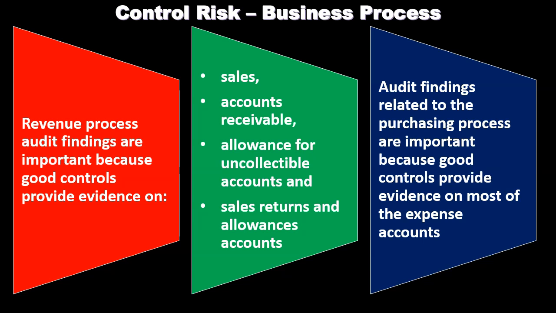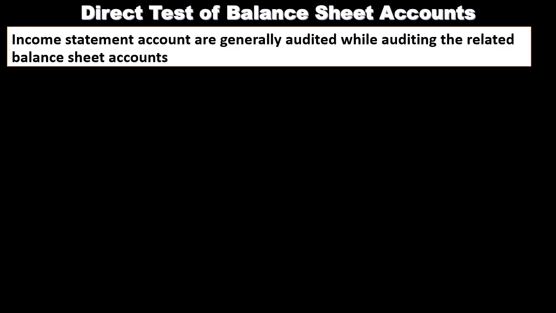Audit findings related to the purchasing process are important because good controls provide evidence on most of the expense accounts. So then, of course, when we think about the purchasing process and the controls related to it, we think about what's going to be involved in the purchasing process. We've considered accounts payable, but we've also been testing many of the expense accounts with regard to the purchasing process as well. So as we consider the purchasing process, we have been doing testing on income statement accounts, including many expense accounts.